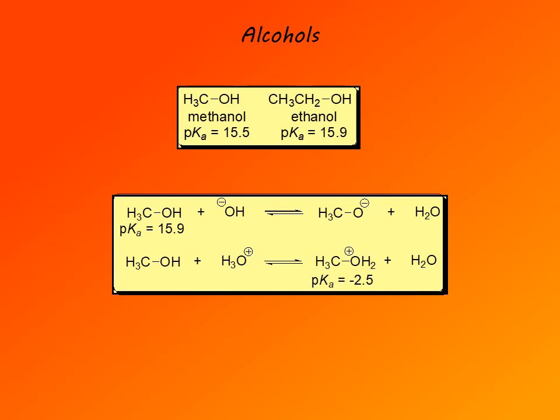And also they are readily protonated by acids. So an alcohol reacts with an acid to give oxonium ion. And this oxonium ion, the resulting oxonium ion conjugate acid, is actually a rather strong acid. The pKa is minus 2.5.